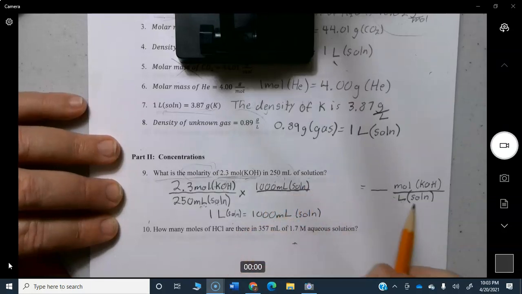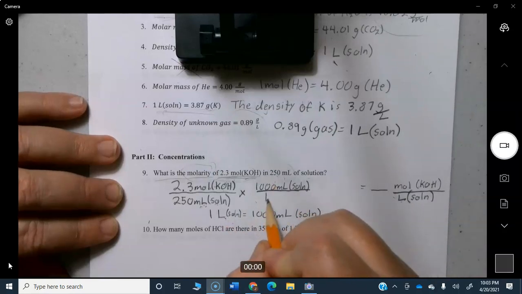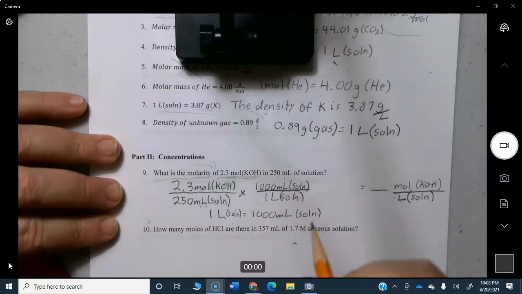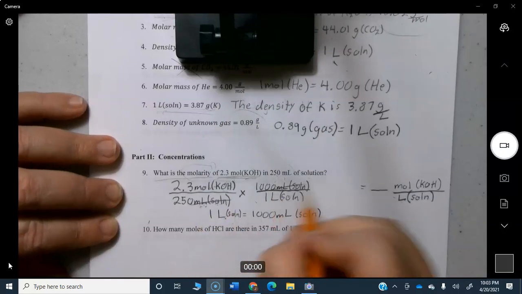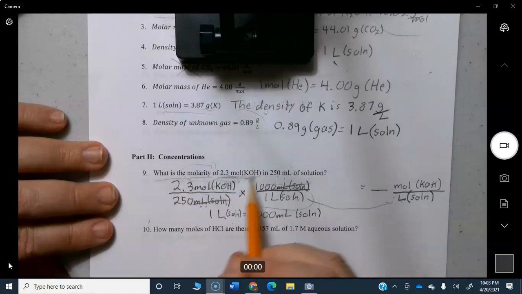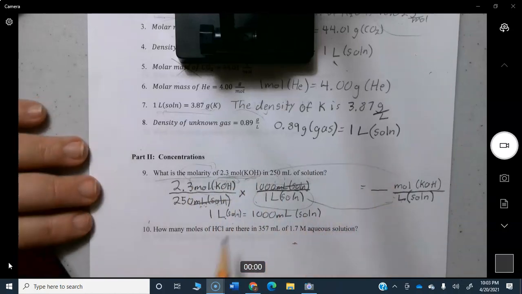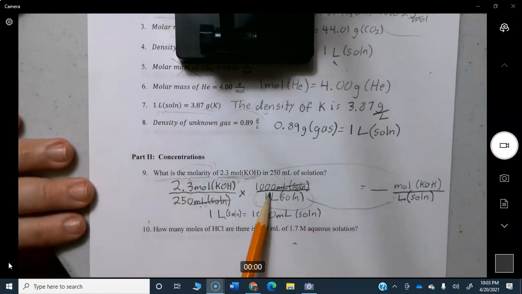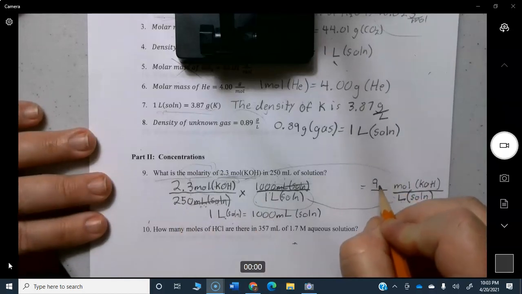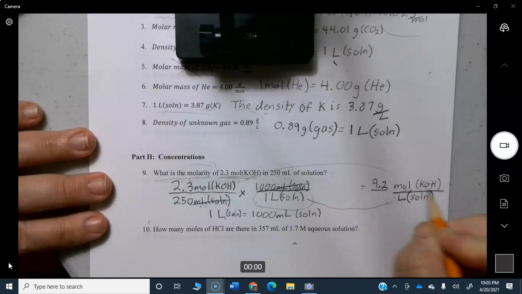And since you need liters to end up on the bottom in your final answer, that means the 1 liter solution has to go on the bottom. Okay, so milliliters of solution have canceled. The only unit you have left on the bottom is liters of solution. You already had moles of KOH on the top, so everything's ready. So 2.3 times 1,000 divided by 250, and that's going to equal 9.2 moles of KOH per liters of solution.